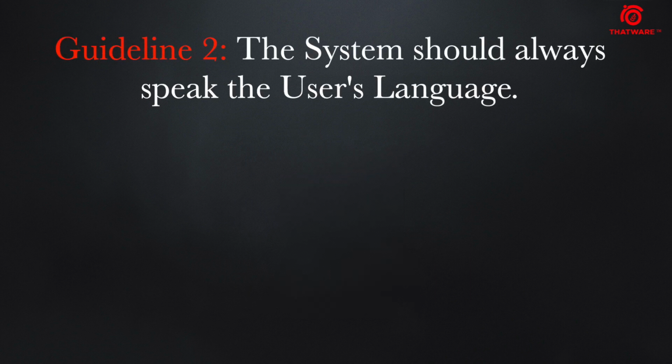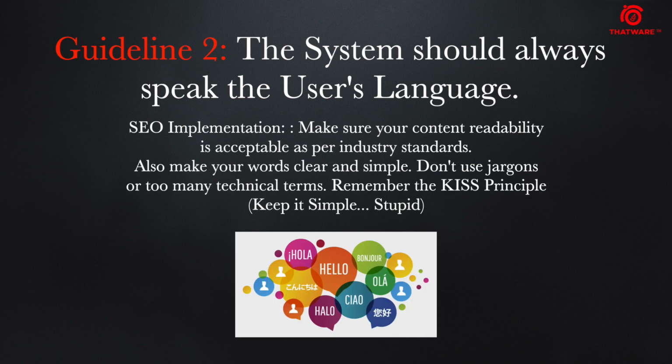Guideline number 2, the system should always speak the user's language. For the SEO implementation, it's quite obvious that your content should be readable as per industry standards. Do not use too much technical jargon that can be hard for users to consume.